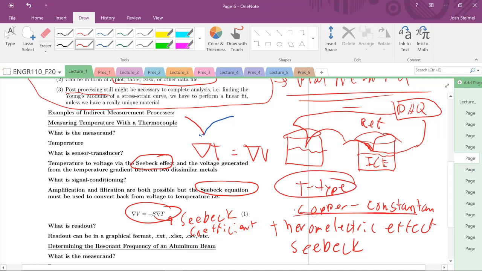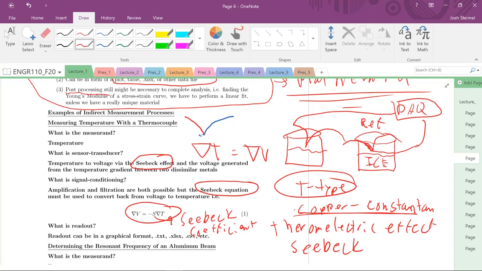So what type of metals, again, it depends a lot on the thermal properties that you're dealing with. So that Seebeck coefficient will change. The Seebeck coefficient can also be a function of temperature as well, although usually you see it represented as a constant. So that's the fundamental equation and the concept behind how a thermocouple works.